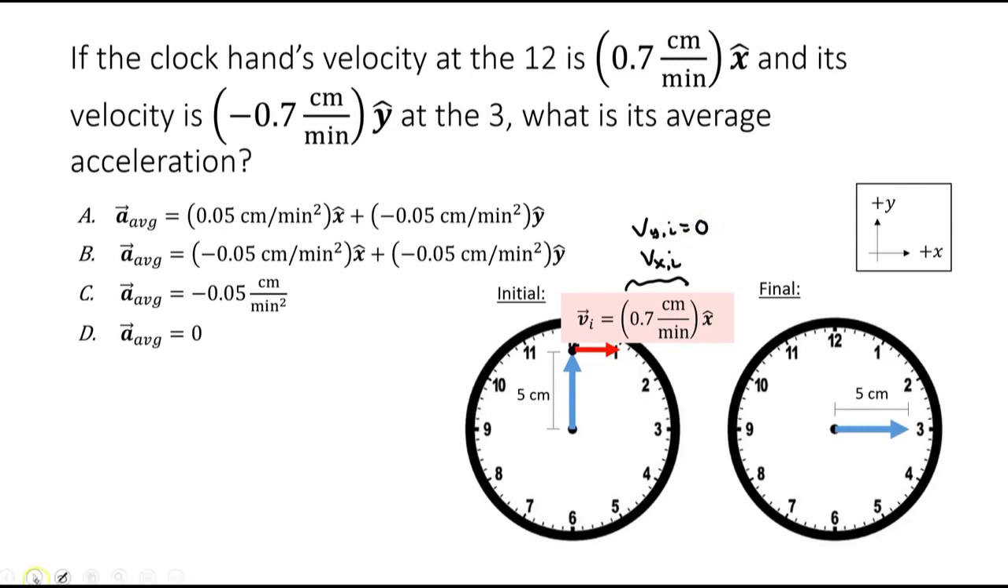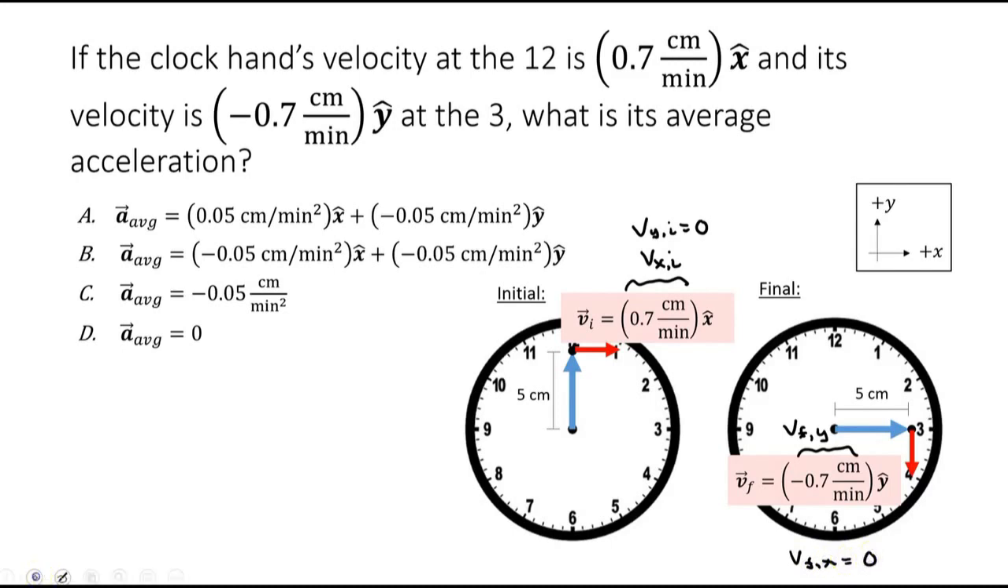All right, now let's think about our final velocity. So our final velocity, we're told, is minus 0.7 centimeters per minute in the y-hat direction. So we have something similar happening here. This term in parentheses, it's out in front of the y-hat. So this is going to be V final y, right? That's the y component of V final. If we wanted to think about the x component of our final velocity, that's going to be 0. This hand, it's not moving in the x direction at all at that moment in time. It's only moving down. So we would say that V final x is actually going to be equal to 0.